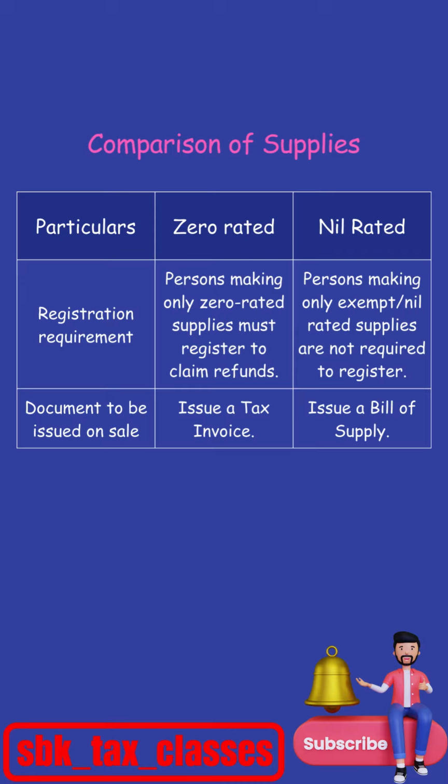Now let's discuss what document is to be issued on a sale transaction. A person making zero rated supplies will issue a normal tax invoice, whereas a person making nil rated supplies will issue a bill of supply instead of a tax invoice.